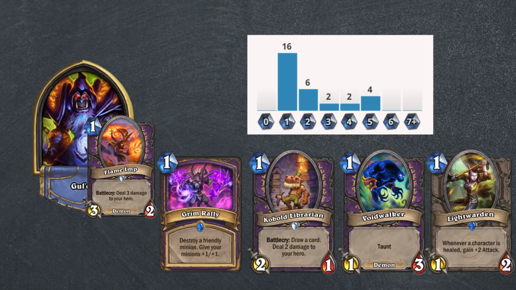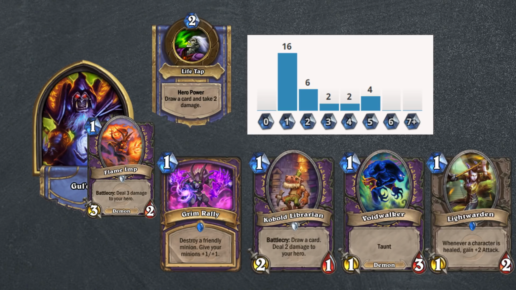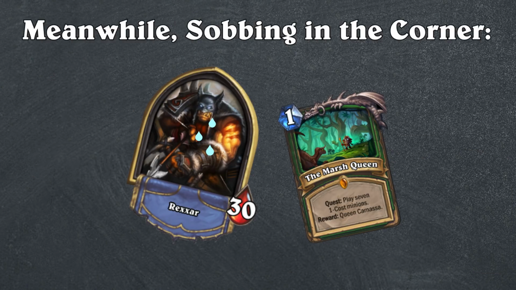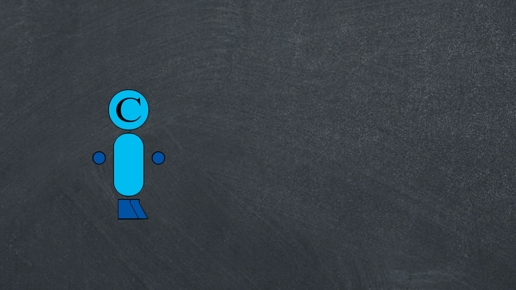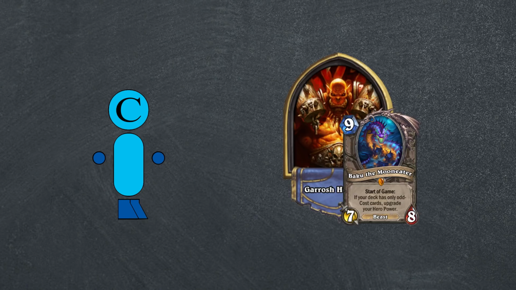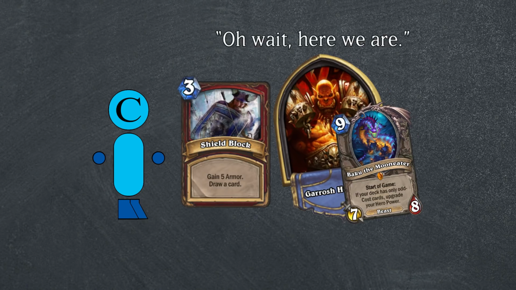As mentioned before, a Zoolock can have lots of 1-mana cards because of Life Tap, while a slower quest deck cannot. As for control, card draw is required for all but the most value-centered of value decks, and even in those it probably wouldn't be too bad.